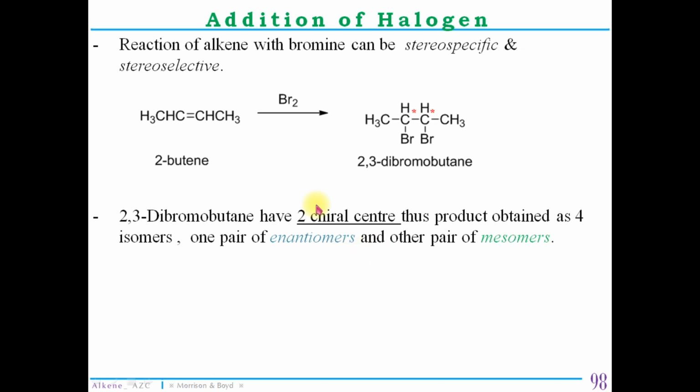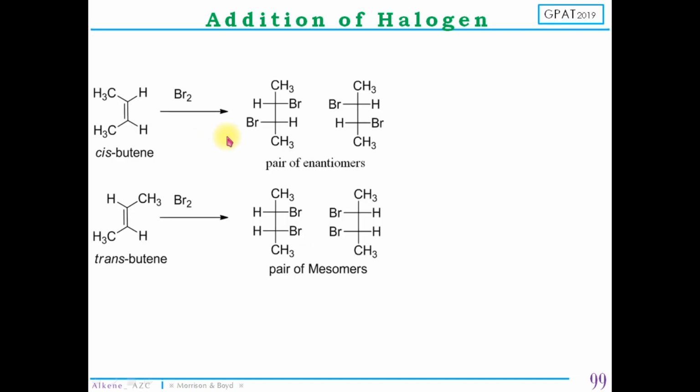Which isomer is formed also depends on the isomerism of the alkene. Here is the example where the hydrogens are on the same side. That means in cis-butene, when it is reacted with bromine, we will get a pair of enantiomers. While if the hydrogens of the alkene are on opposite sides, meaning a trans alkene is reacted with bromine, we will get the meso compound.